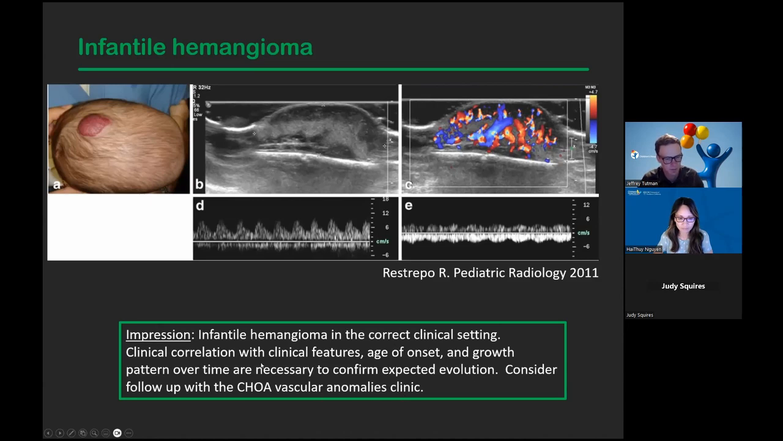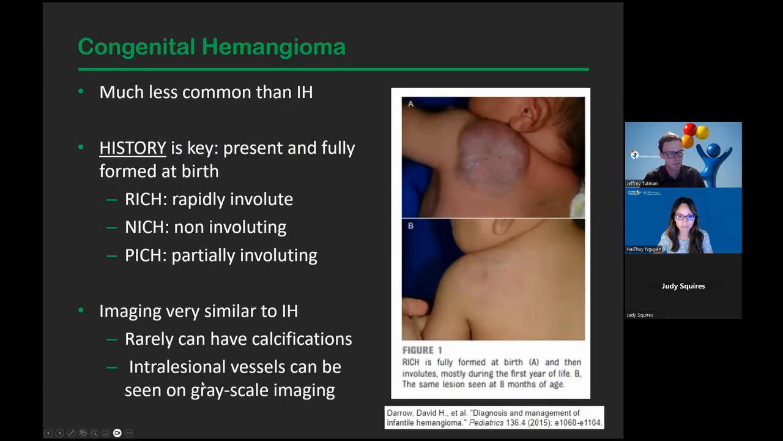Like I said, it's like being in a helicopter looking at traffic at one moment in time; it can change. So it really does need follow-up. Congenital hemangiomas are a lot less common. Again, the history is key.